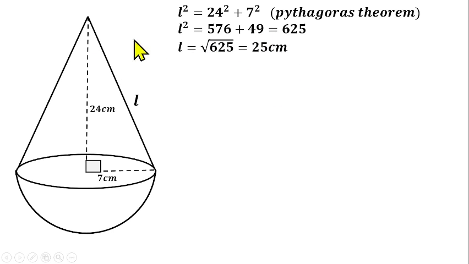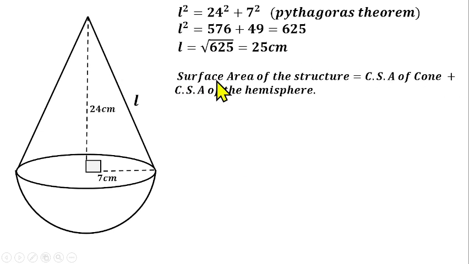Now that we know the slant height of the cone, the total surface area of the structure will be the curved surface area of the cone plus the curved surface area of the hemisphere. And what is the curved surface area of the cone? That is pi r L, plus the curved surface area of the hemisphere, which is 2 pi r square. Then from there, something is common here. We can factorize pi r. So if you factorize pi r, we have L plus 2r.